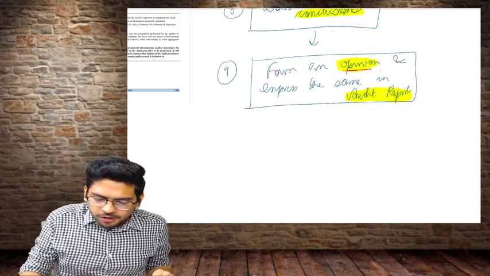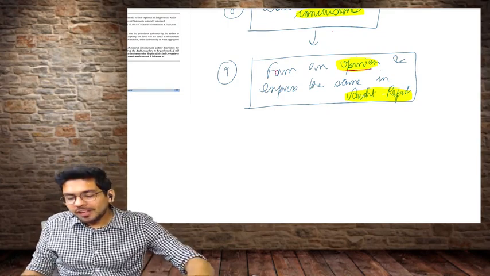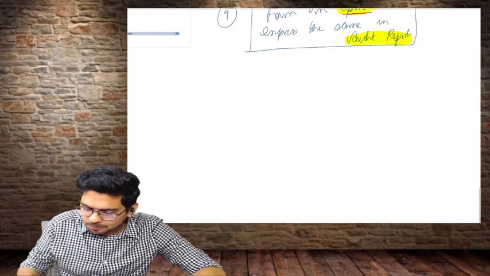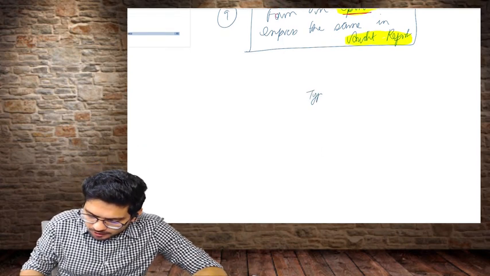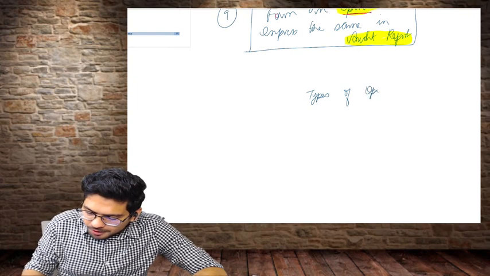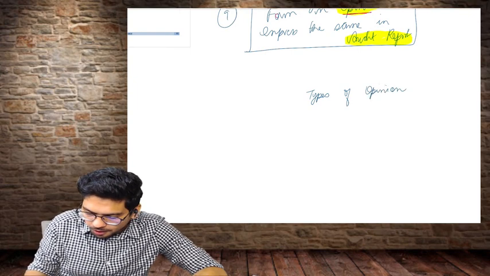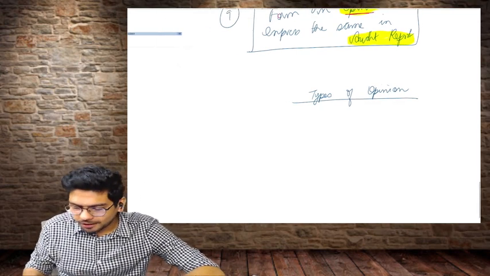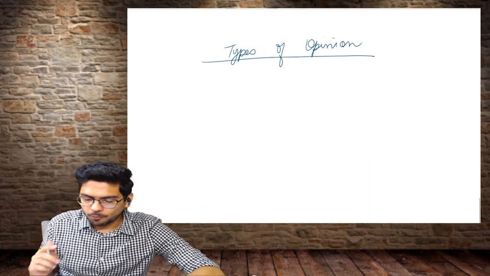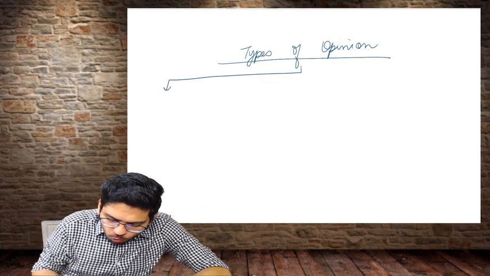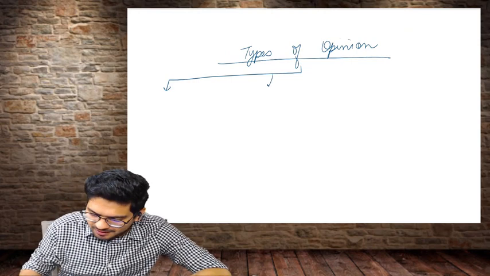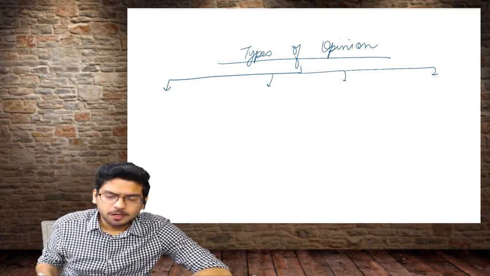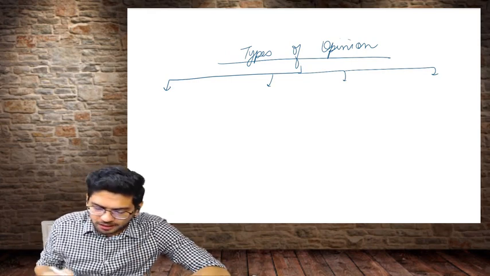Okay. Now, we are going to discuss now the various types of opinion which an auditor can give in his audit report. Various types of opinion which the auditor can give in his audit report. Okay. So now there can be 4 types of opinion. Please understand this. Let me write the names first. You can copy it also. There can be 4 types of opinions.